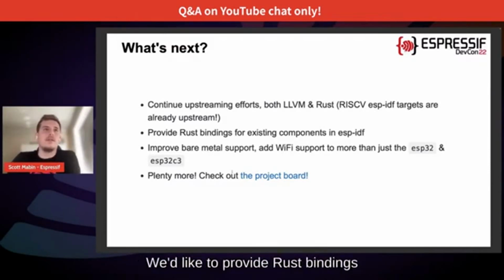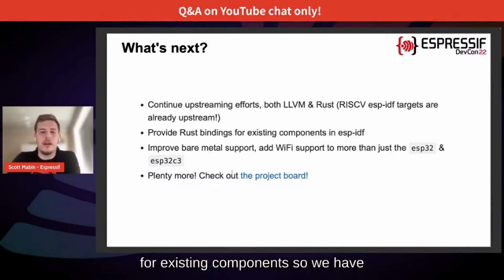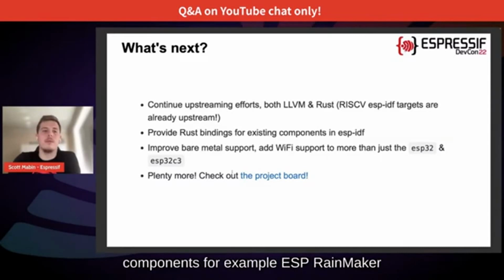We'd like to provide Rust bindings for existing components. We have bindings for most of the core components that actually live in the ESP-IDF repo on GitHub, but we'd like to start offering bindings to important but external components. For example, ESP RainMaker doesn't live in IDF proper, but it's a very interesting component to use.